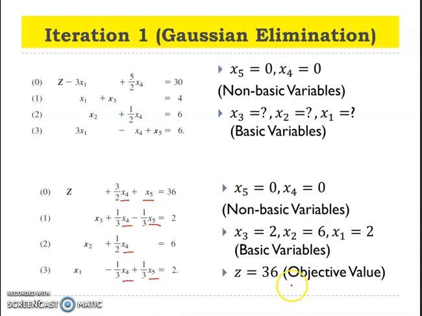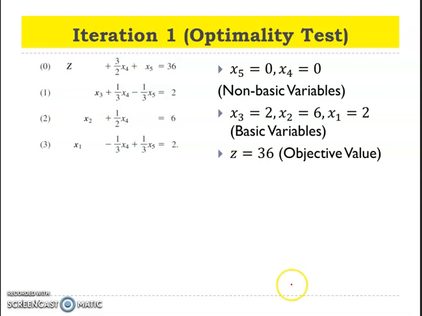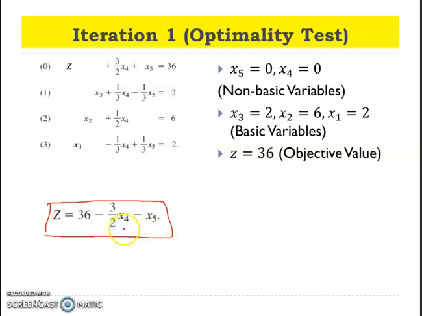Now again we have to test whether this basic feasible solution is optimal or not, and we can see that the objective function is z equal to 36 minus 3 by 2 x4 minus x5. So if we increase the value of x4, the value of the objective function will decrease. If we increase the value of x5, the value of the objective function will also decrease. So this is our optimal solution. There is no way of increasing the value of a non-basic variable so that the value of the objective function increases.